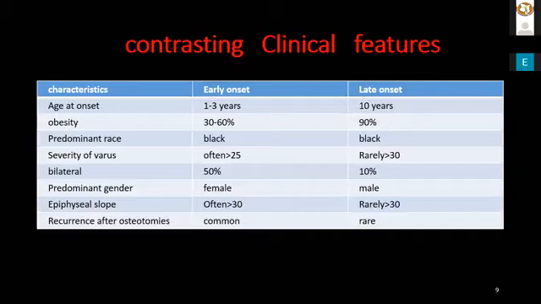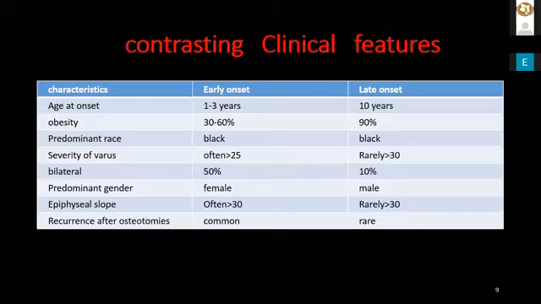The disease has several clinical features. That slide has the characteristics. Then you contrast the early onset and the late onset. In the early onset, not all children are obese. That's my experience for the few children I've seen. But late onset, they're usually obese.